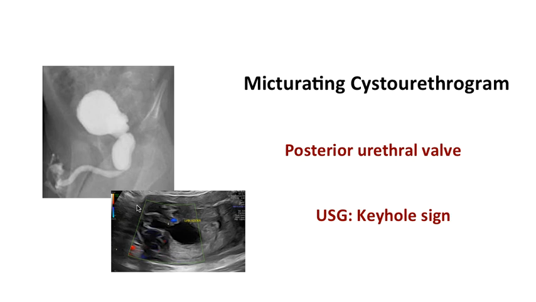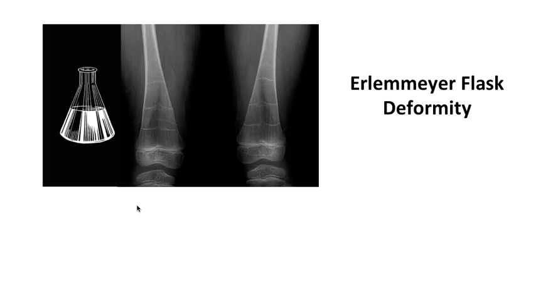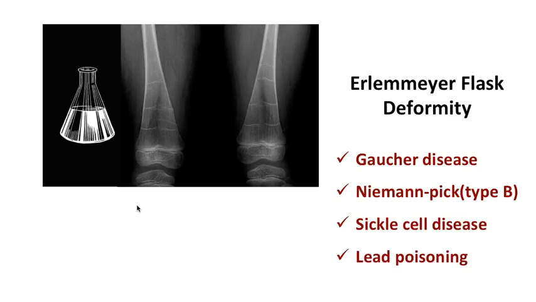Okay, so let's see the final X-ray of this video. What is this? So this is called Erlenmeyer flask deformity, right? Because of the appearance of the bone as a flask, because of thinning of the diaphysis and widening of the metaphyseal end. And this is seen in diseases like Gaucher disease, Niemann-Pick type B disease, sickle cell disease, and even chronic lead poisoning.